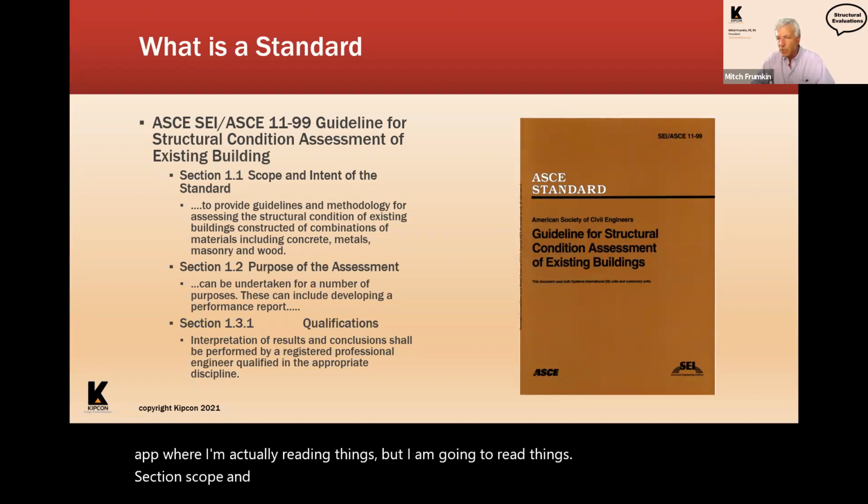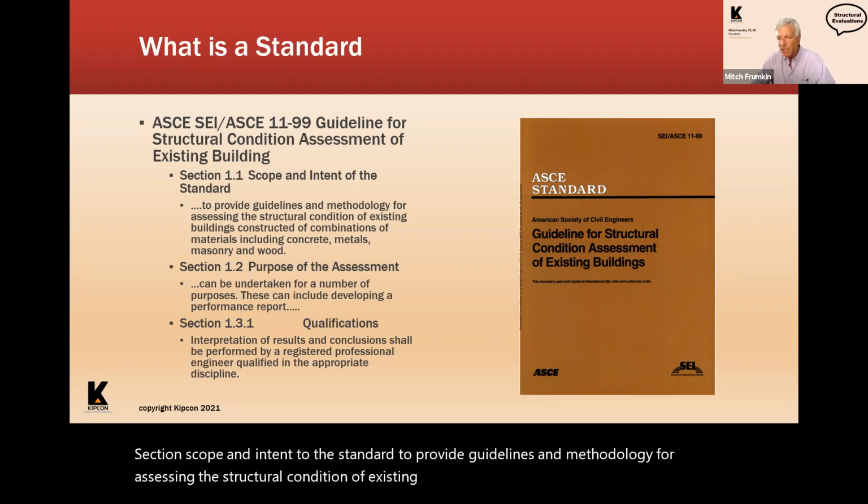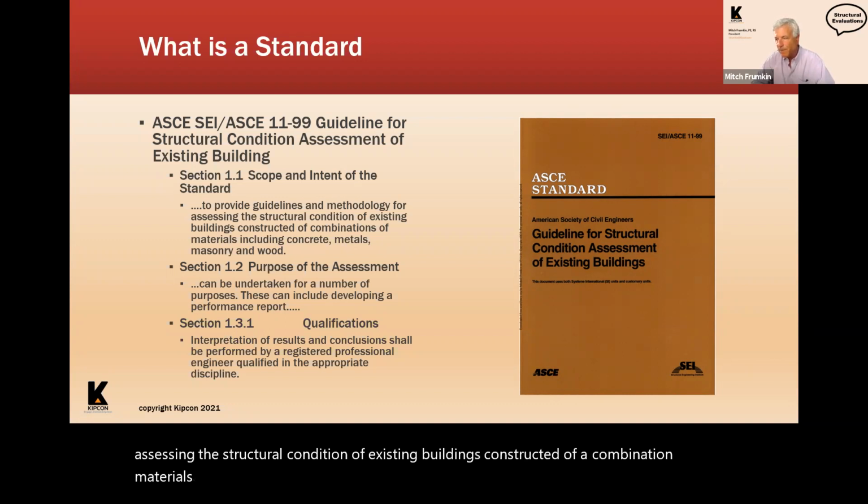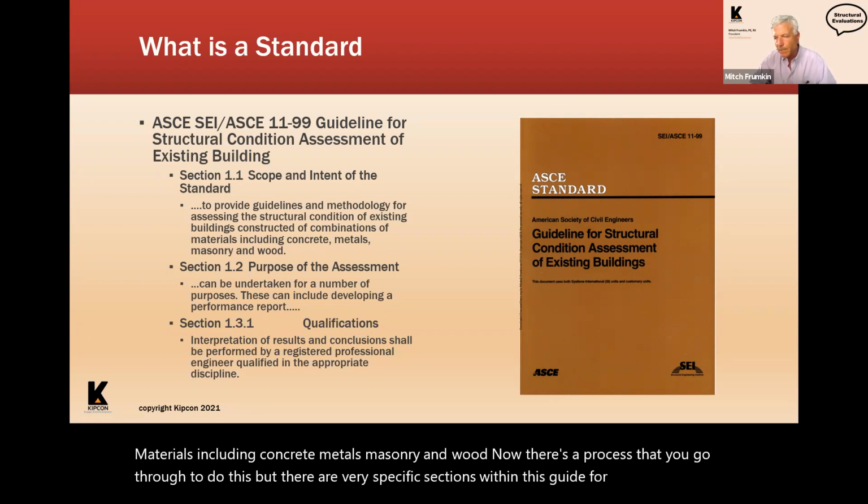intent of the standard: to provide guidelines and methodology for assessing the structural condition of existing buildings constructed of a combination of materials, including concrete, metals, masonry, and wood. Now, there's a process that you go through to do this, but there are very specific sections within this guide for different types of material.